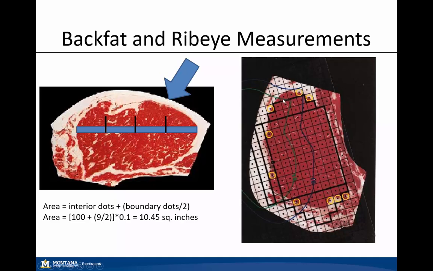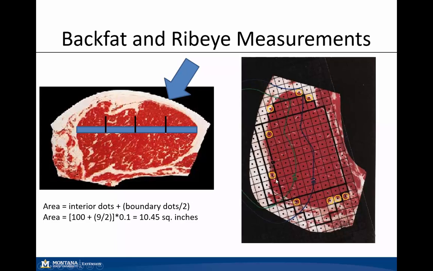Then to measure the area of the ribeye, we have a grid, and we place this grid on top of the steak, and we count these interior dots. Now, as you can see, there are these outlines that are already set up in square inches, so we do our best to place these grids within that ribeye, and then we can count these interior and exterior dots.